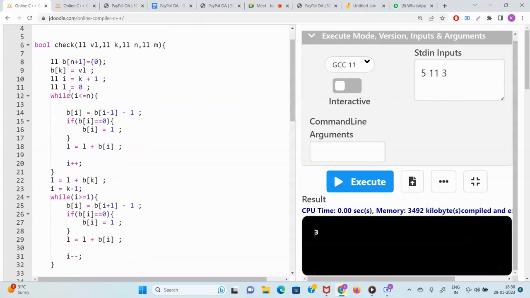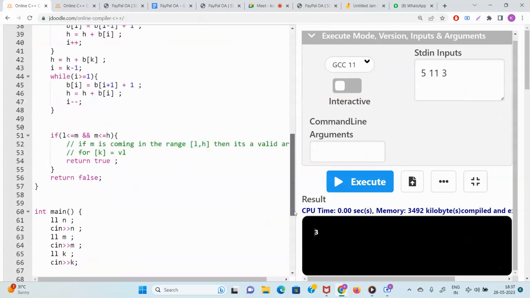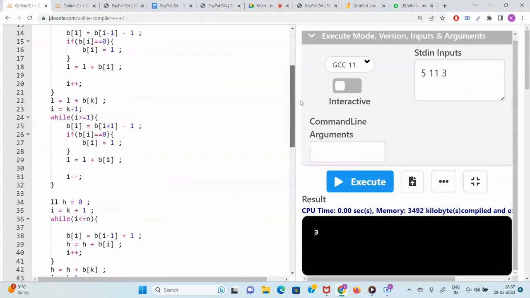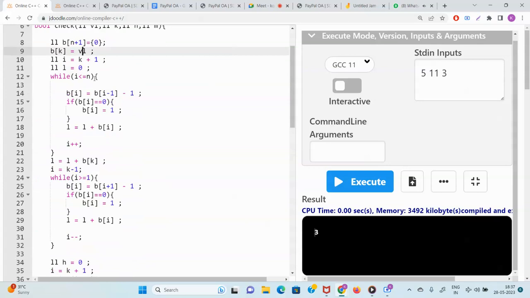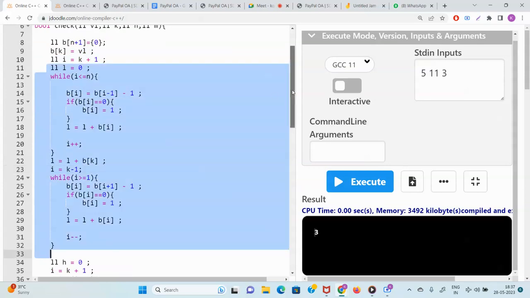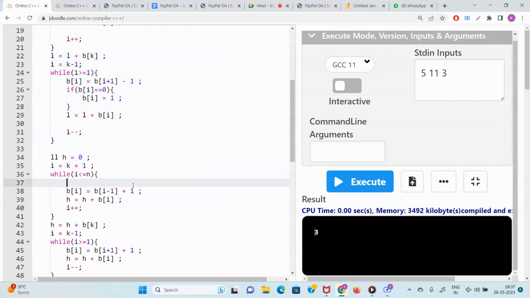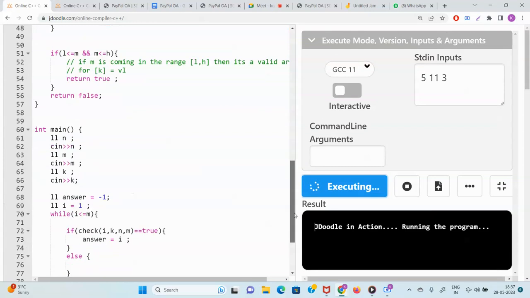See, I clearly wrote here B of K equal to VL. So guys, this is the brute force code. This loop is running from 1 to M, and here we are running the loops from 1 to N, 1 to N 4 times. So this is O of N, and this is also O of N, so O of 2N. So basically, it is 2N into M. Now I think this code is running perfectly fine.